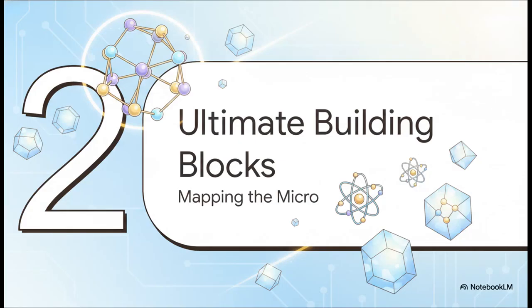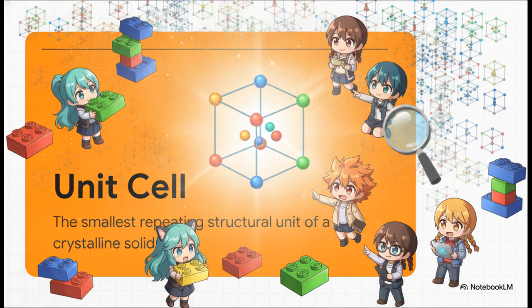Moving right along to Section 2, the ultimate building blocks, mapping the micro. Let me introduce you to the unit cell. You can think of this as the ultimate microscopic Lego brick. Because crystals are perfectly periodic, if you know the exact 3D shape and geometry of just one of these tiny unit cells, well, you automatically know the shape of the entire massive crystal lattice. It's like a giant puzzle where every single piece is perfectly identical.